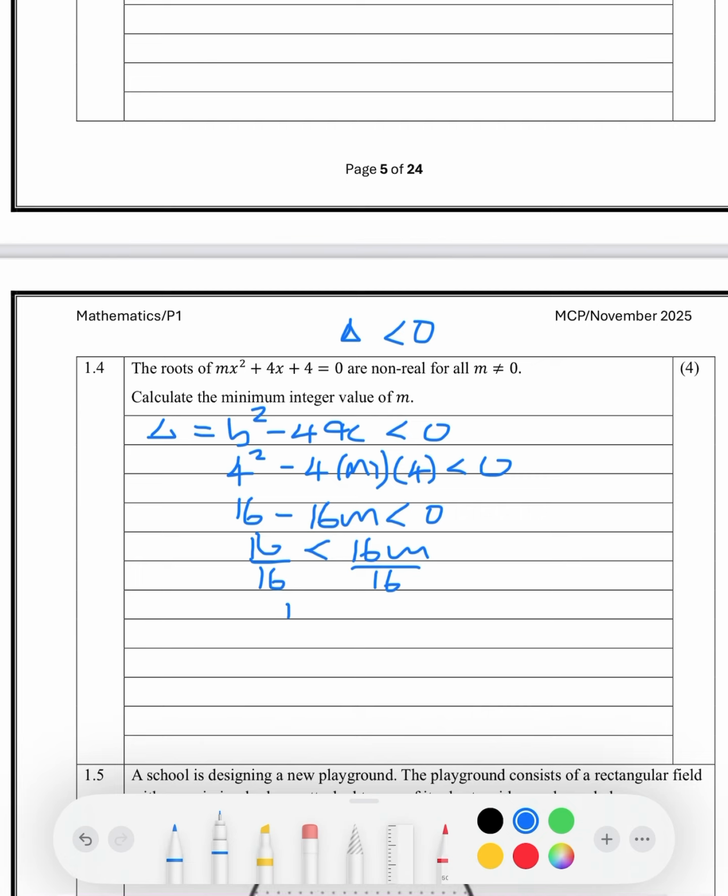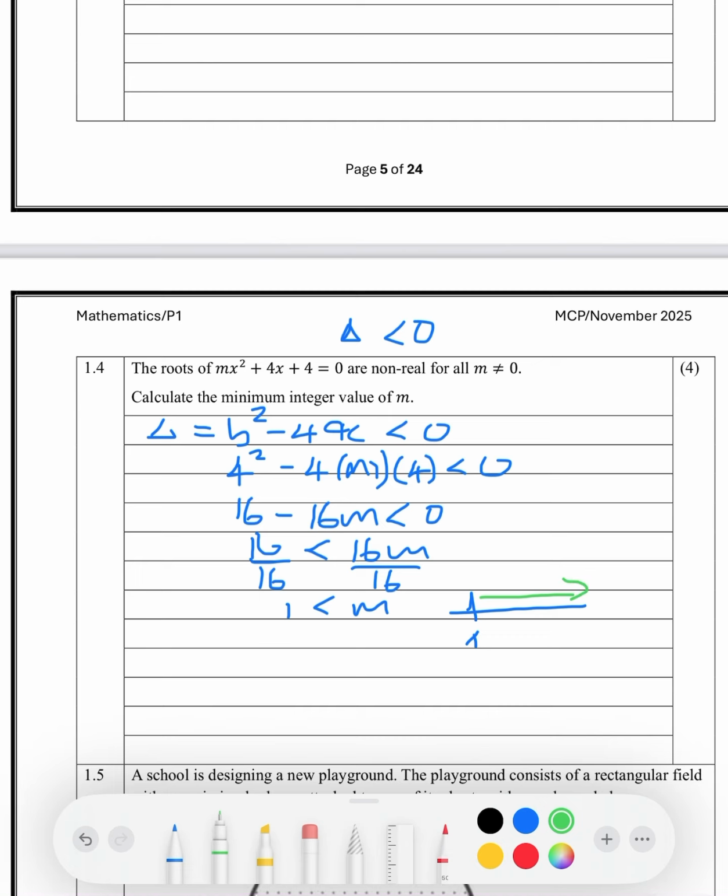And then they say calculate the minimum integer value of m. So m is greater than 1. So 1 is the boundary for the value of m for this equation to give us non-real roots. We need that m is greater than 1. So we draw a number line, we put 1 there. Our condition is satisfied if we start at 1 and go that side. The values of m should be above 1.